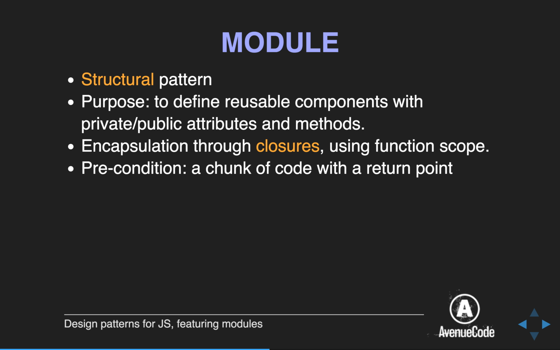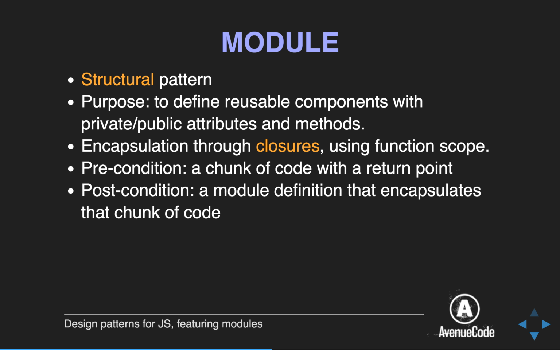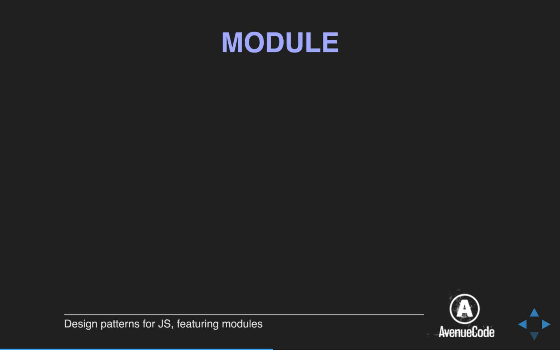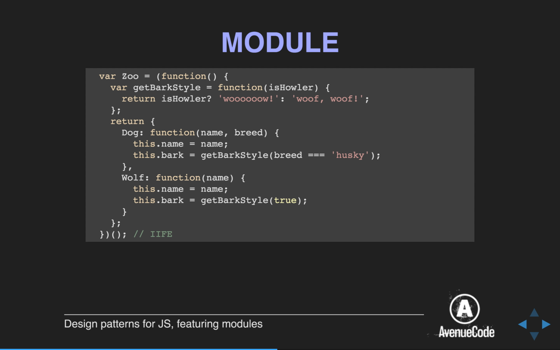The precondition is a chunk of code with a return point, and the postcondition is a module definition that encapsulates that chunk of code. For example, this is a module using an IIFE called zoo. Zoo here is a function. It has an internal var, which is another function called getBarkStyle. And it will return an object that has two functions, dog and wolf. Those are two constructor functions. Dog takes name and breed, just as we have seen before. Wolf only takes name.